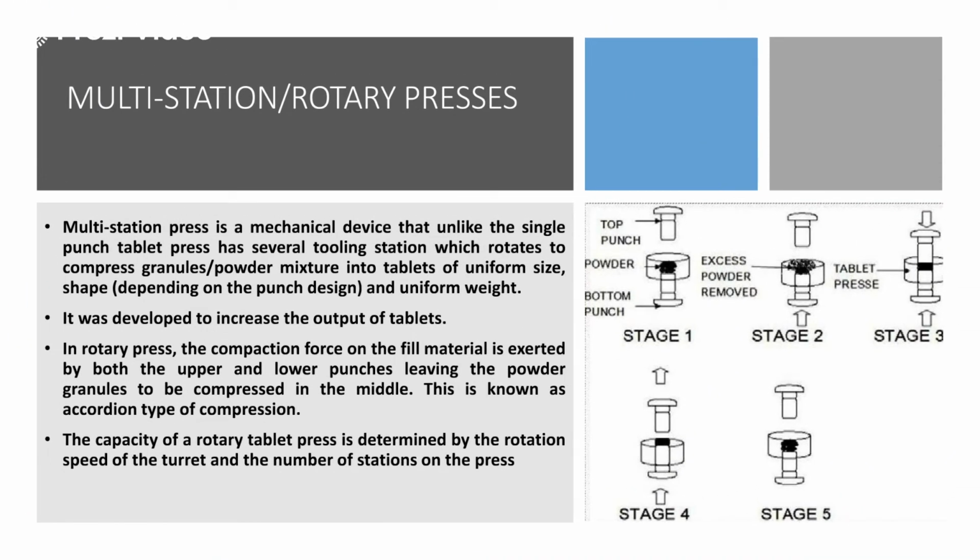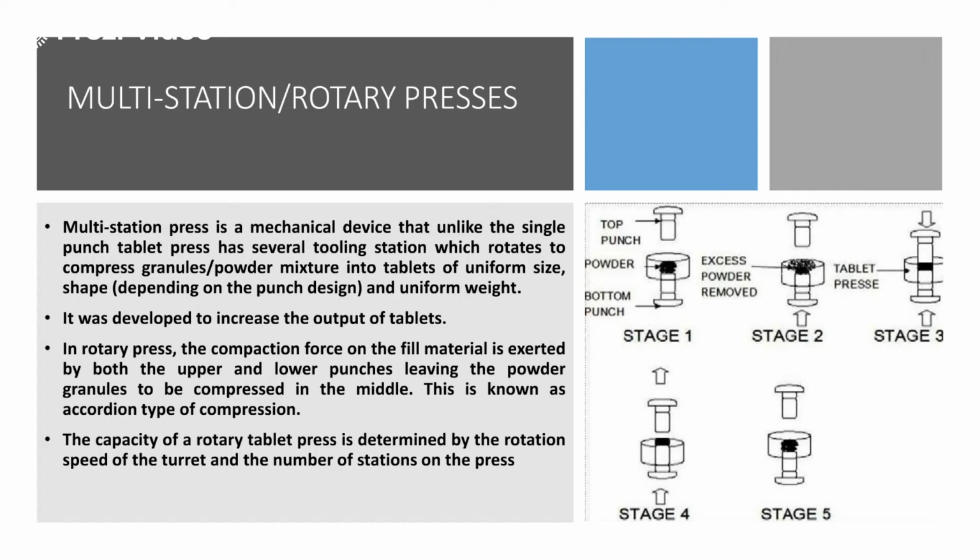Now the multi-station rotary press is basically a guided movement of the lower punch and the upper punch. It is a mechanical device which has several tooling stations, and that rotates and compresses the granules into tablets of uniform size and shape. It was actually developed to increase the output of the tablets. You will be amazed to know that the speed is very high, and the speed and the capacity are determined by the rotation of the turrets and the number of stations on the press. If you have more stations, the tablet production would be more. Similarly, if you have high speed, tablet production would be fast. This is also known as the accordion type of compression.